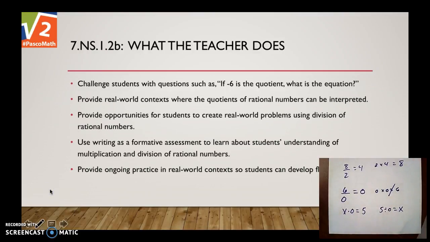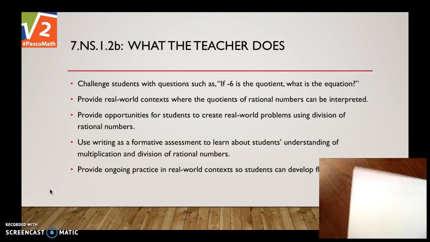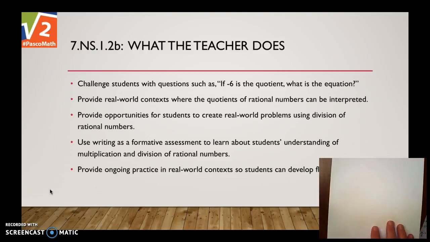Another thing you can do is challenge students and say, if negative 6 is the quotient, then what was the equation? If we pose that we have a quotient and the answer is negative 6, what could the equation be? What are some possibilities? Have them explore ways to get negative 6. Also provide real-world contexts where the quotients of rational numbers can be interpreted.